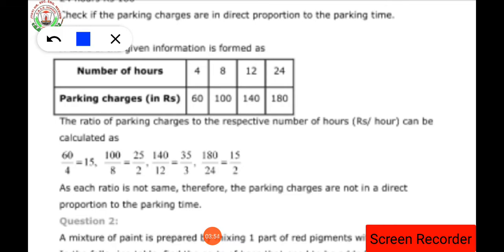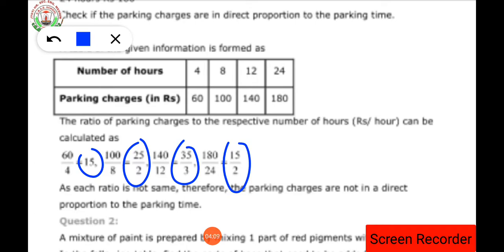Now you have to look at the point that since it is asked whether it is a direct proportion or not, when we do the cancellations, we get the answers 15 upon 1, 25 upon 2, 35 upon 3, and 15 upon 2. Here no values match with each other, isn't it? The values of the answers are not matched, so it is not in direct proportion. If in every cancellation we get the same answer, then only it is in direct proportion. So hence we can say that as each ratio is not the same, therefore parking charges are not in direct proportion to the parking time.